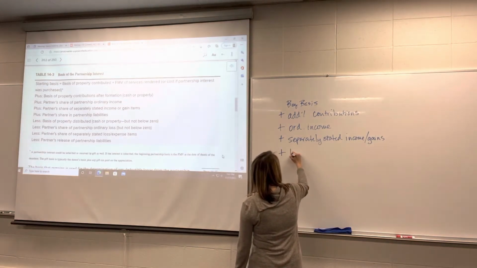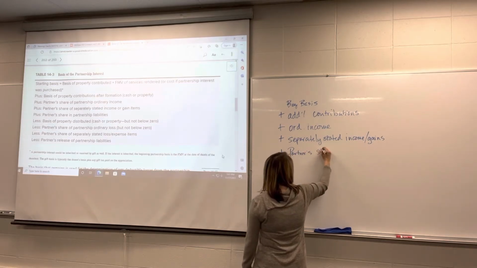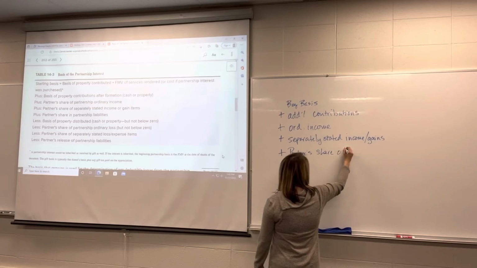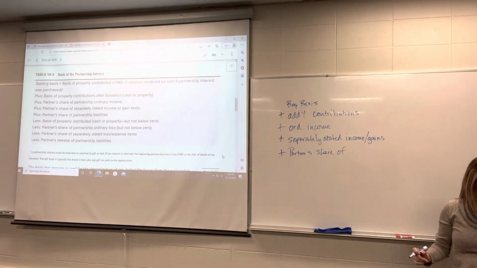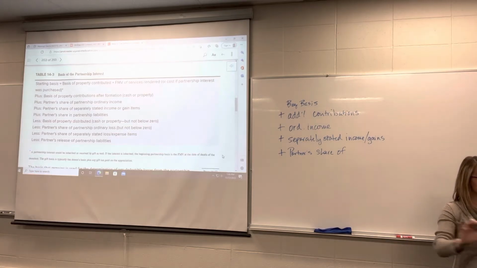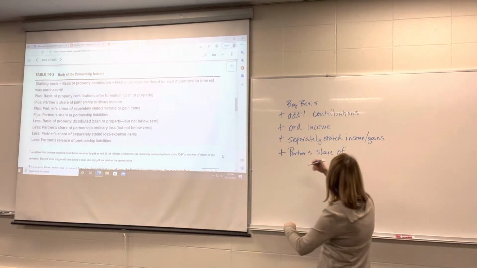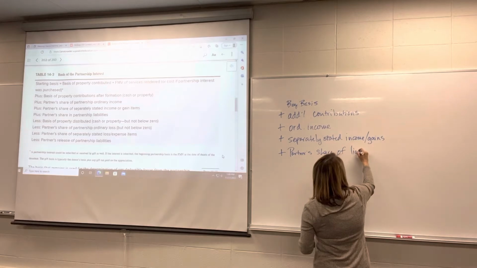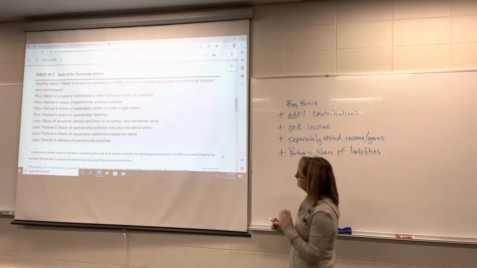Plus the partner's share of liabilities. And we did that calculation where one of the partners contributed a building that had a liability attached to it, so that liability was spread out amongst the partners, right? The 25, 25, 25. So that increases basis.